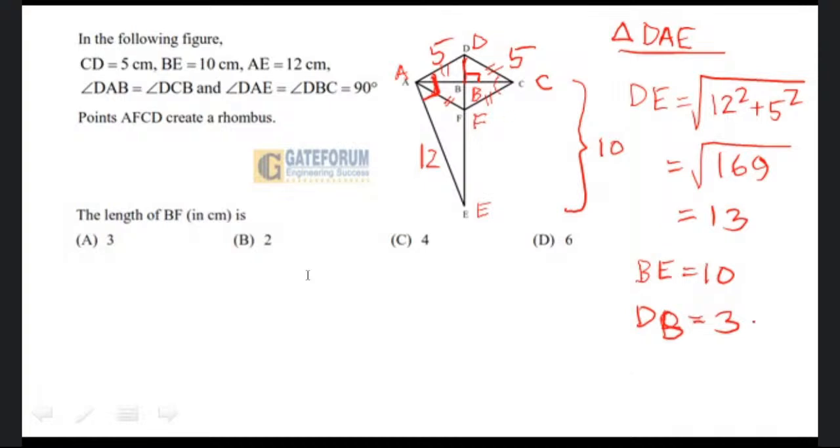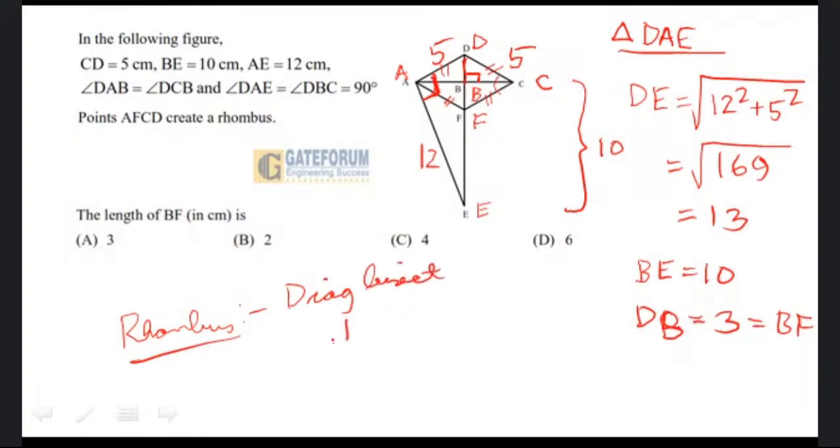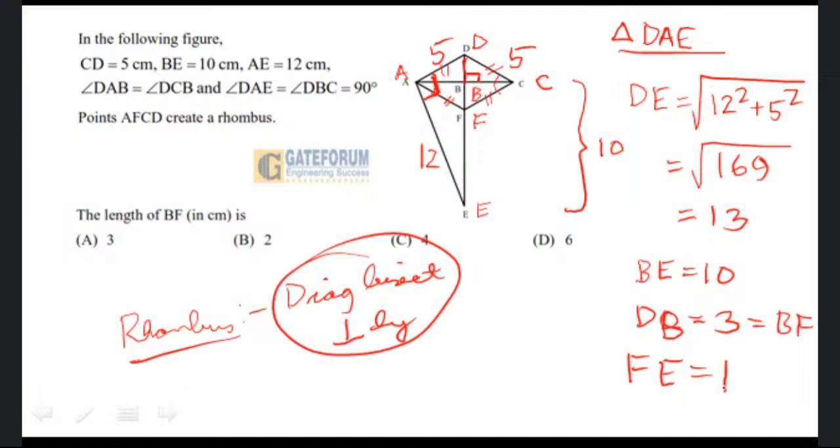If DB is 3, then BF must also be 3, because in a rhombus the diagonals bisect perpendicularly to each other. So DB is also equal to BF. So BF is also equal to 3. So if BF is equal to 3, what is FE? FE would be 10 minus 3, that is 7.